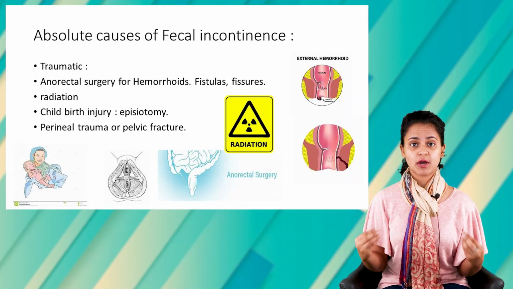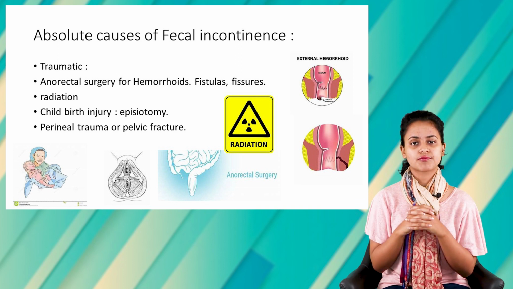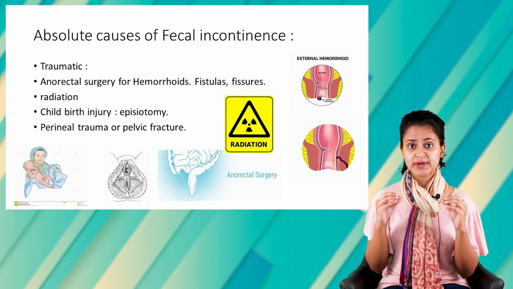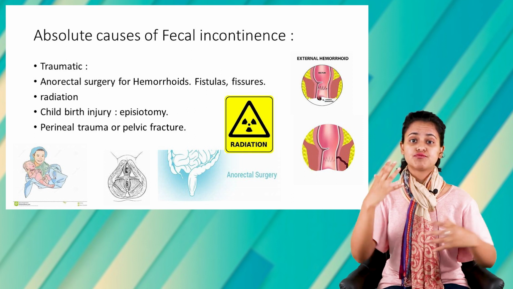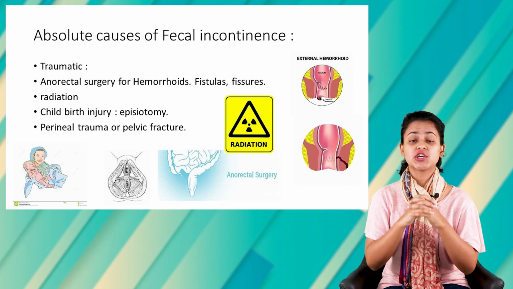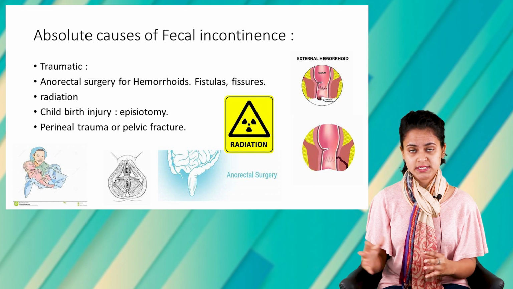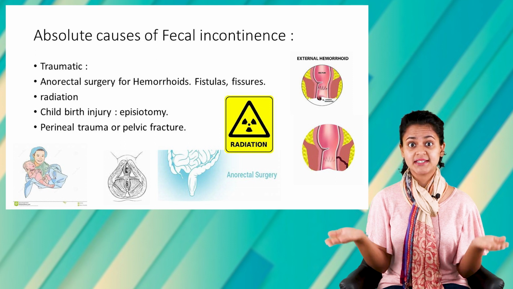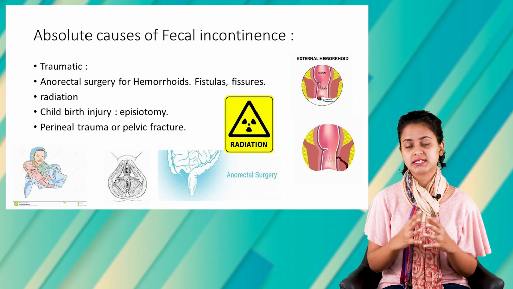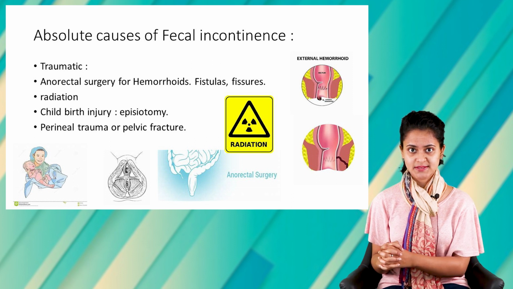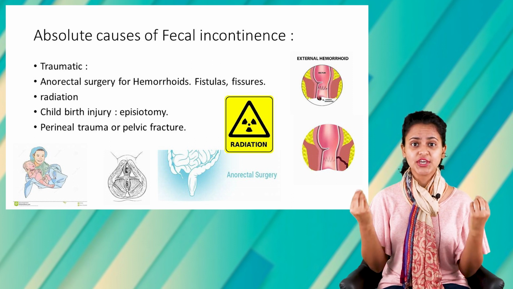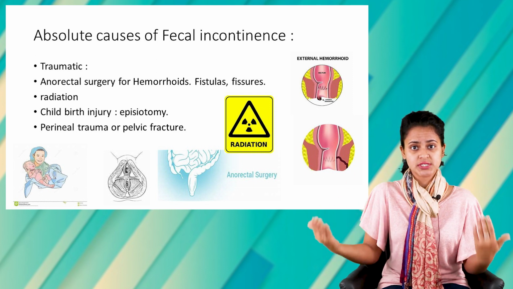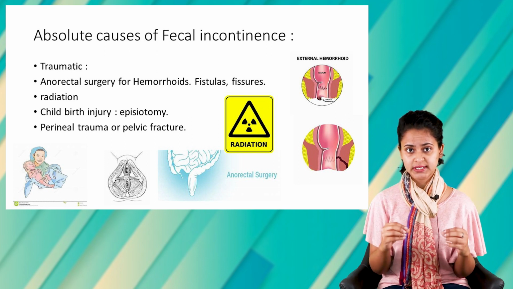Next, we are going to read about certain absolute causes of fecal incontinence. Basically, absolute causes means the presence of certain diseases which will definitely increase the likelihood of the development of fecal incontinence. So now let us study the absolute causes, basically the absolute disease conditions which cause the development of fecal incontinence. First we are going to see certain traumatic injuries which often cause alteration in the defecation process and cause the development of fecal incontinence.